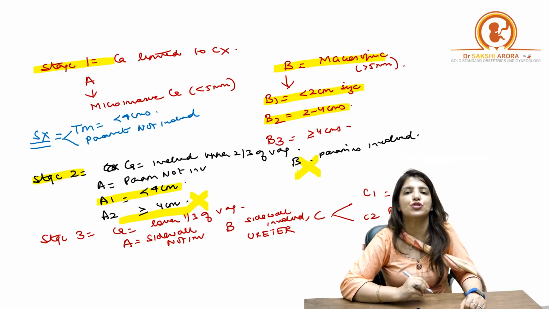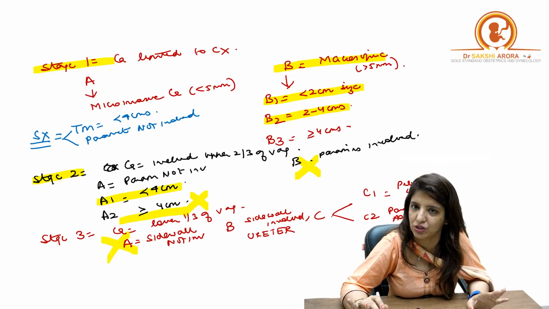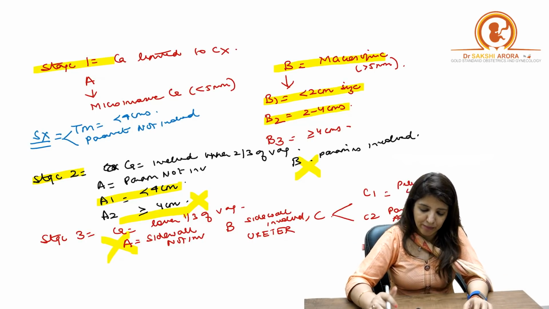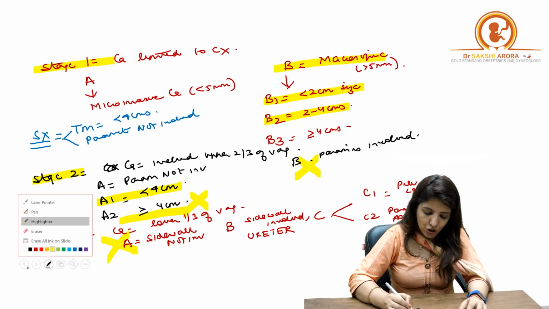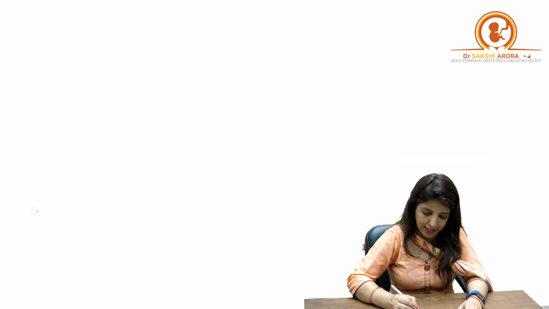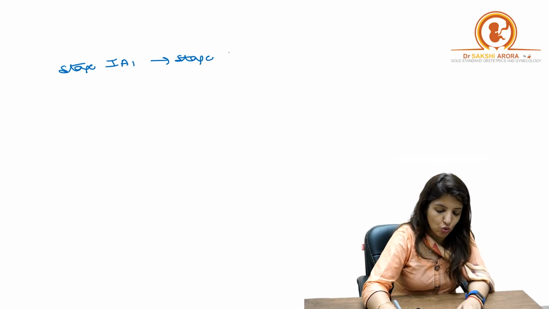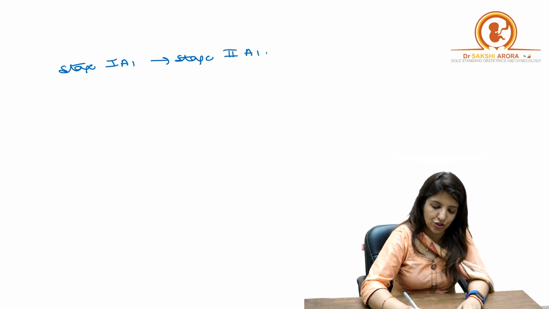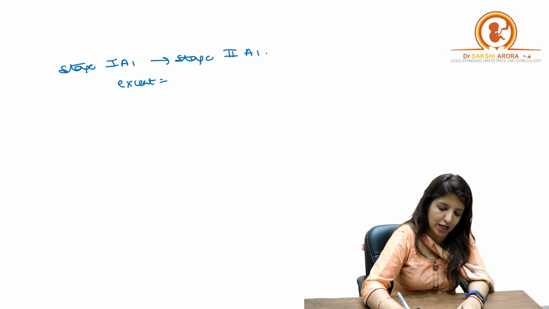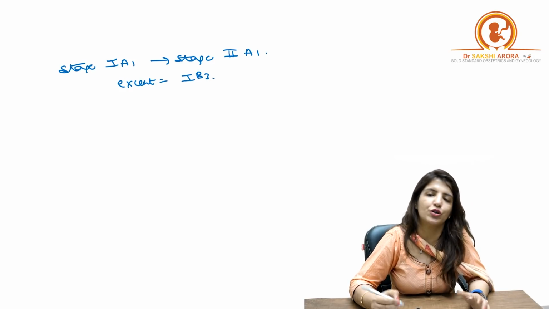When the parametrium is involved, we cannot do surgery, and any structure below that is involved, we cannot do surgery. Right? So remember, when can you do surgery? You can do surgery in case of cancer cervix only from stage 1A1 to stage 2A1. You can do surgery, except in stage 1B3, because in 1B3 the size of the tumor is more than 4 centimeters, right?